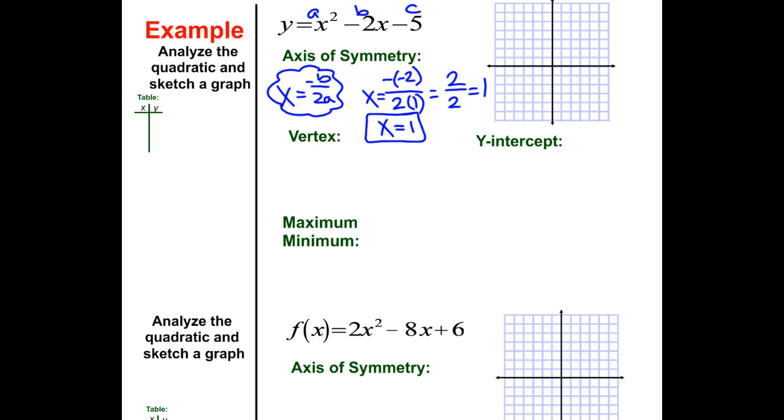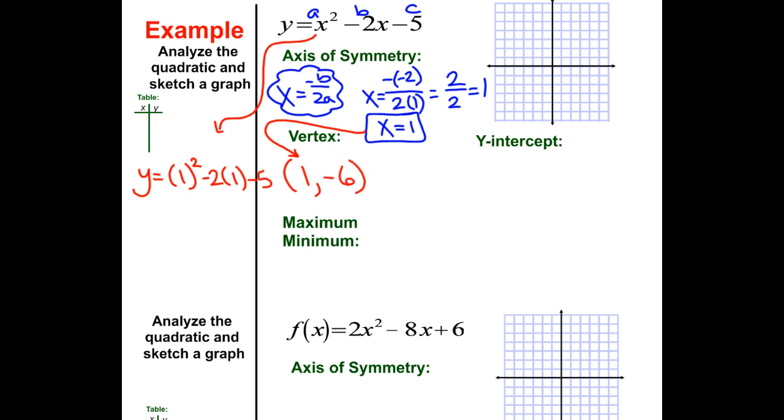Now the vertex, this is what I was talking about before that looked really confusing. But the first thing we're going to do is bring down our axis of symmetry as our first piece. Now to figure out our actual vertex, our y value, we're going to take our original equation and plug 1 in for x. So y is going to equal 1 squared minus 2 times 1 minus 5. We can see it's going to be 1 minus 2 is negative 1, minus 5 is negative 6. So you can see it looked a little confusing when I wrote it out, but it's really not that confusing. You just plug your x value into your equation.